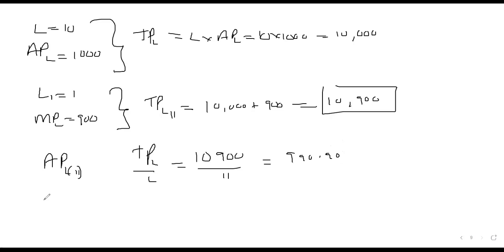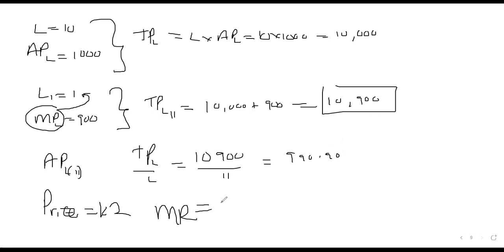Now, if the market price is 2 kwacha per unit, this means that the marginal revenue product, the additional units that this worker is bringing, is worth how much? 2 kwacha times 900. So the net worth of these 900 units is 1,800 kwacha. That's the value of what he's bringing.